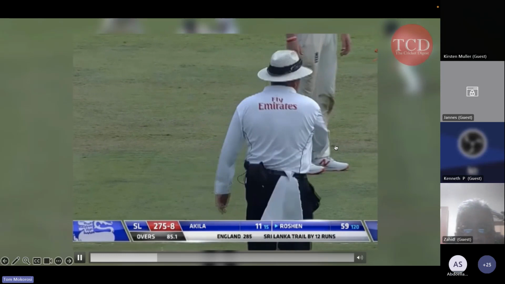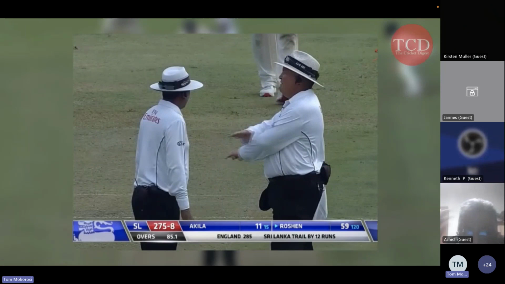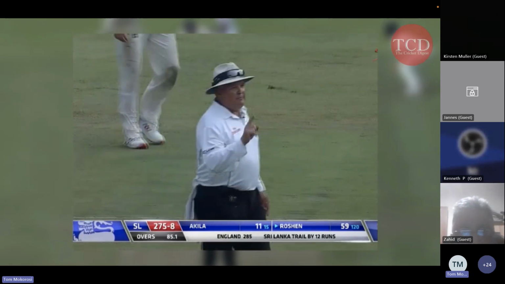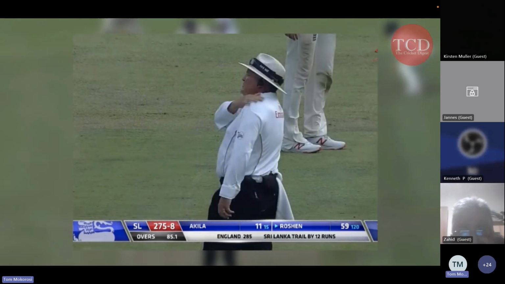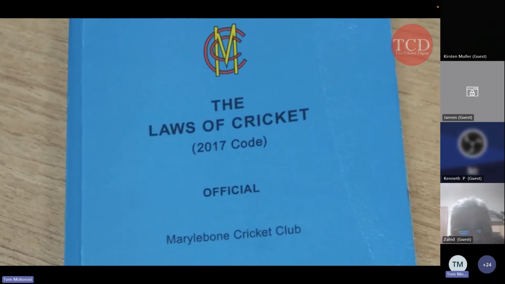Thanks, Tom. To understand what he signaled, he initially disallowed all the runs scored by the batsman on that delivery. Further, he informed the batsman about deliberate short running and awarded 5 penalty runs to the fielding side. Now, let's see what the cricket law has to say about running short.